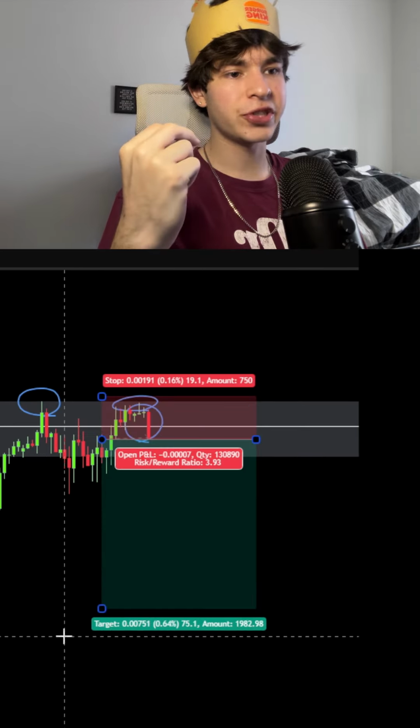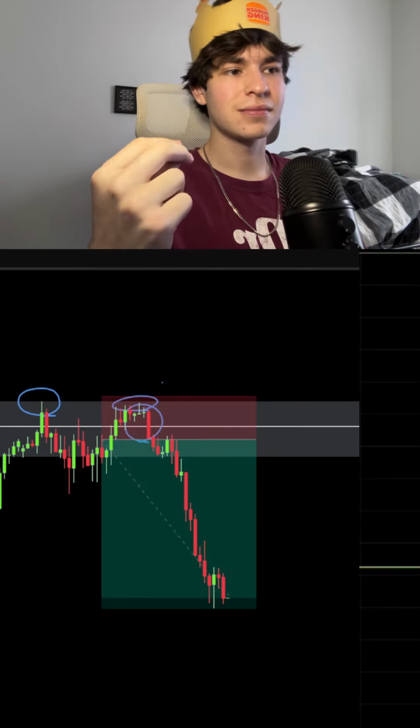Alright guys, now let's put our sell position in, hold it to the next zone, and see how this trade would have played out. Order filled. Boom, just like that, 1 to 4 cash.